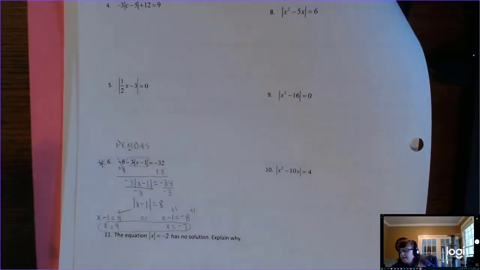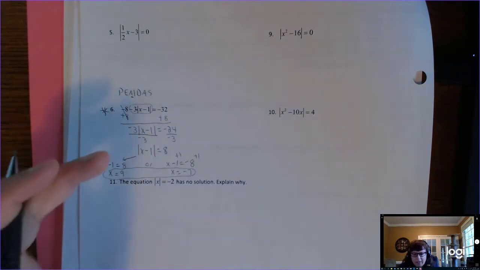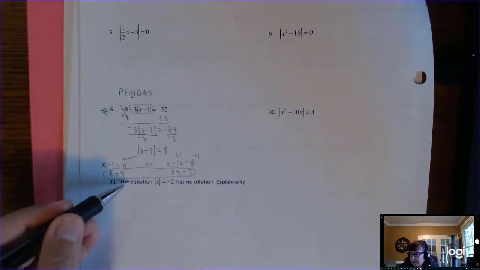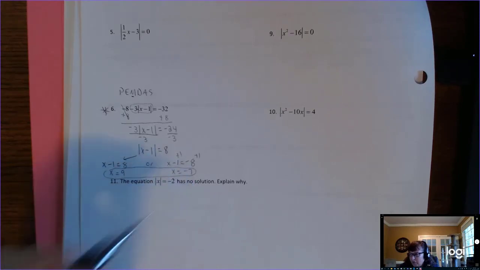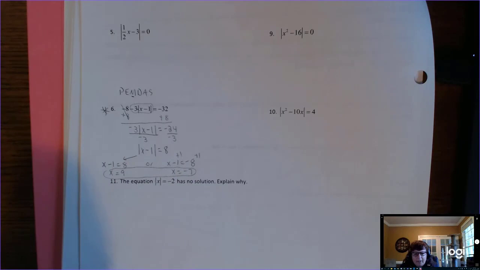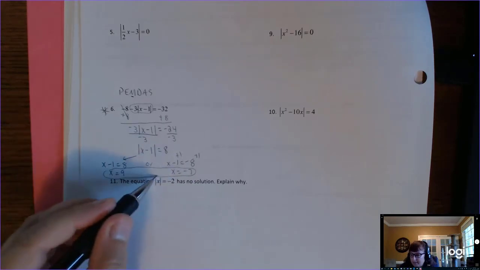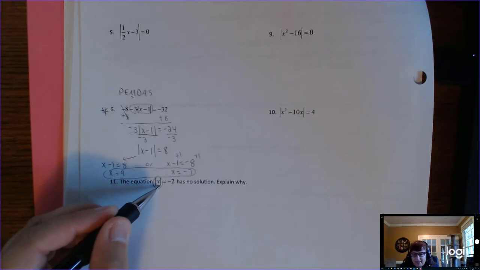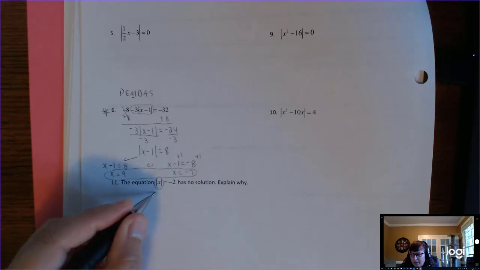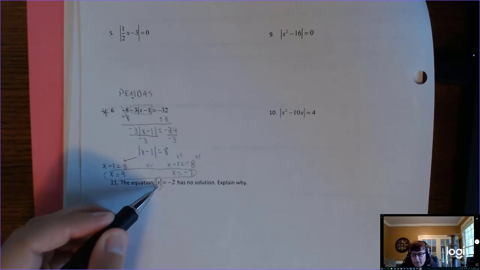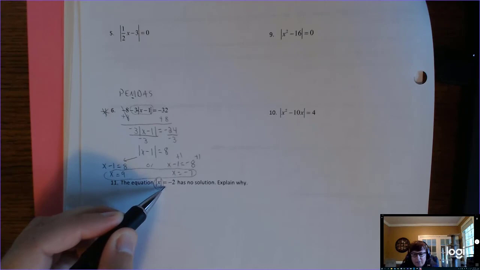All right, and then the last one I want to go over, I may have given it away just now talking about this. It says the equation absolute value of x equals -2 has no solution. Explain why. Well, by definition of absolute value, it's the distance a number is from 0, and distance can't be negative. Absolute value is defined to always be a positive number. So your job is to solve for x, right? There is no number that you can put in for x that will make this a true statement. That's what it means to solve: find what values of x make a true statement.